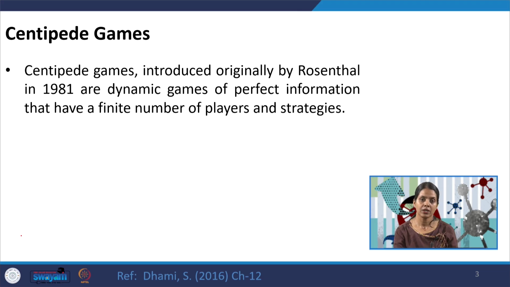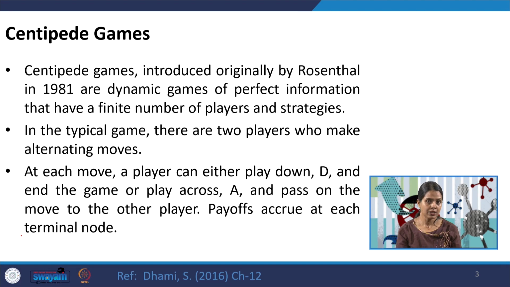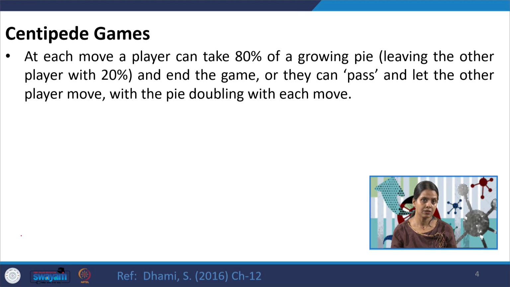Centipede games were introduced originally by Rosenthal in 1981 as dynamic games of perfect information that have a finite number of players and strategies. In the typical game, there are two players who make alternative moves. At each move, a player can either play down, D, that is one strategy, and end the game, or play across, which is denoted by A, and pass on the move to the other player. Payoffs accrue at each terminal node.